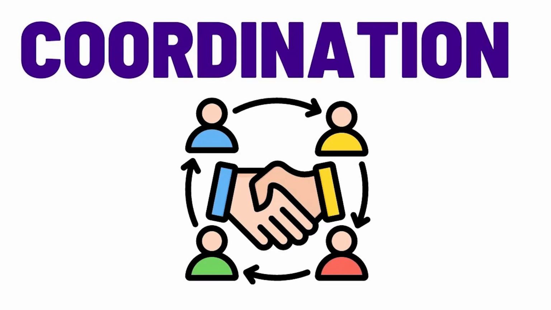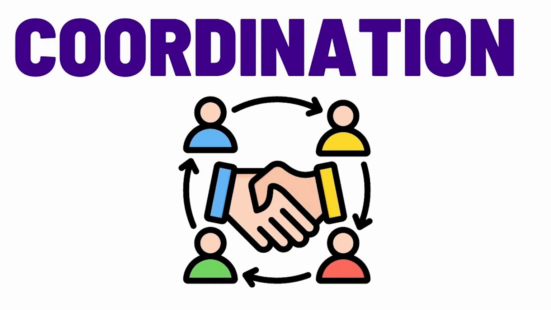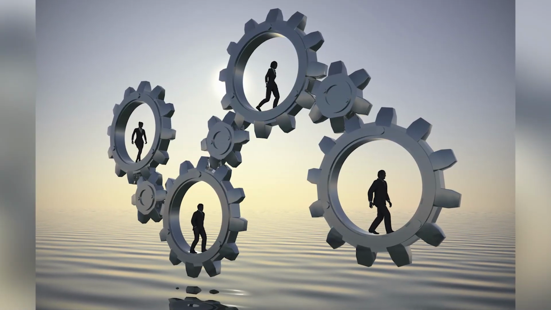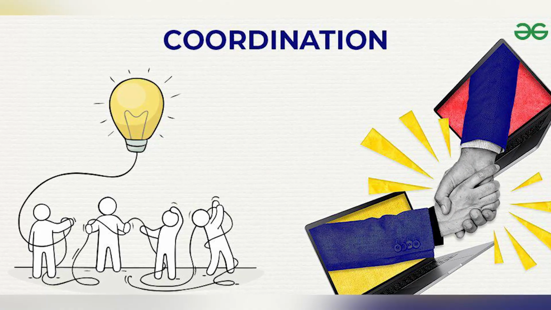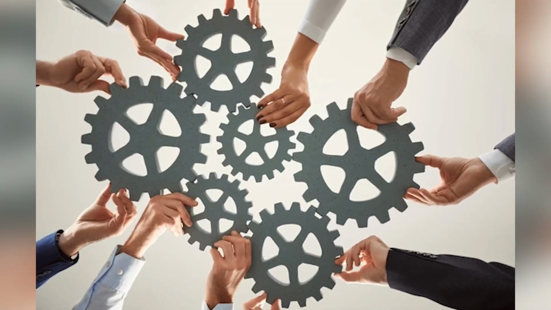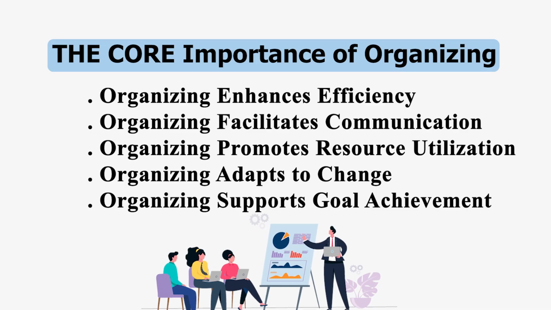And the fourth key component of the organizing function is coordination. Coordination ensures that different departments or teams work together harmoniously. Effective coordination minimizes conflicts and fosters collaboration towards common goals. Let us see the main importance of the organizing function.